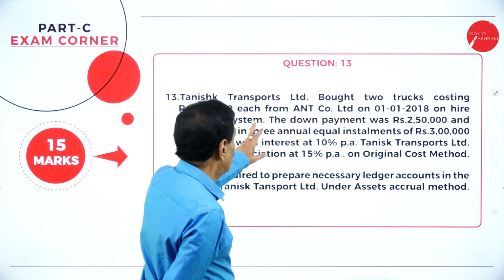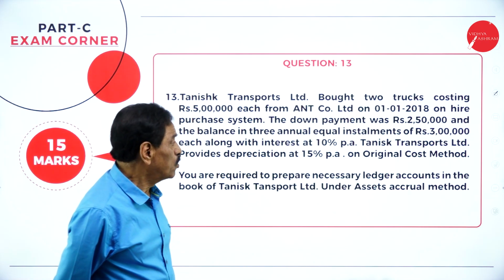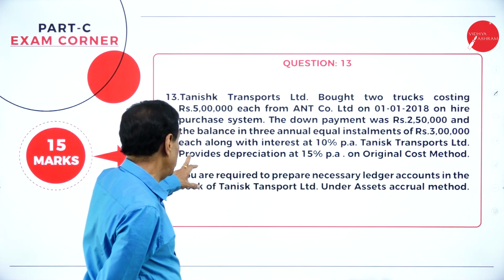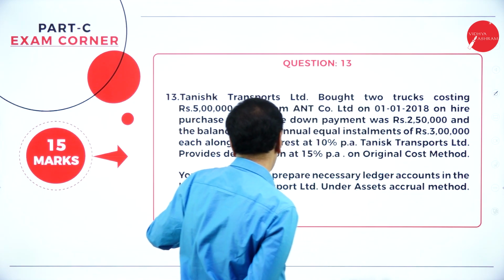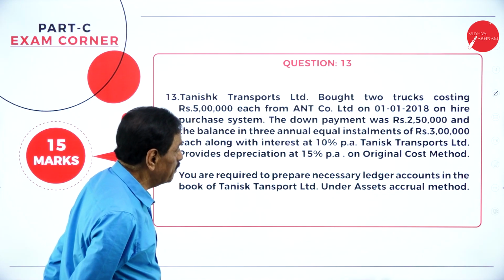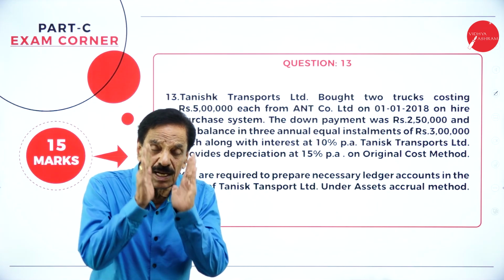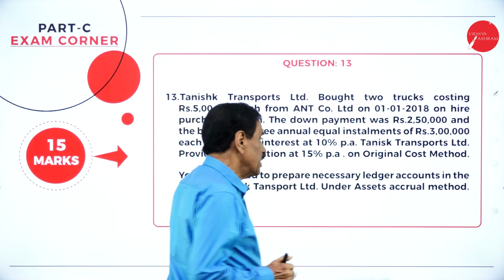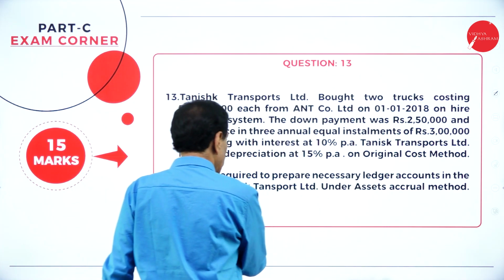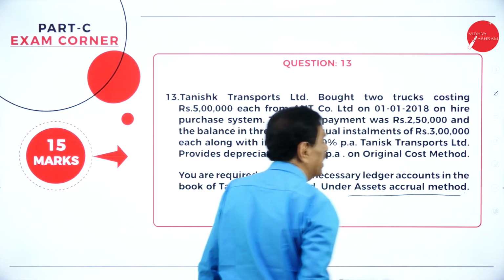Actually, you have got 5 lakh into 2 is 10 lakh, and you have paid 2,50,000. I will explain. Along with the interest of 10% per annum, Tarnished Transport Limited provides depreciation at 15% per annum on original cost method, which means depreciation remains constant. Then you are required to prepare the necessary ledger accounts in the books of the transaction under the asset accrual method. This method I am going to explain.